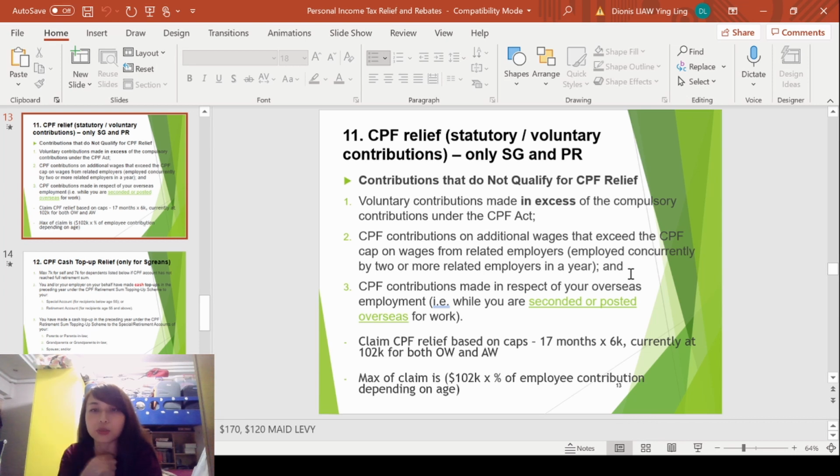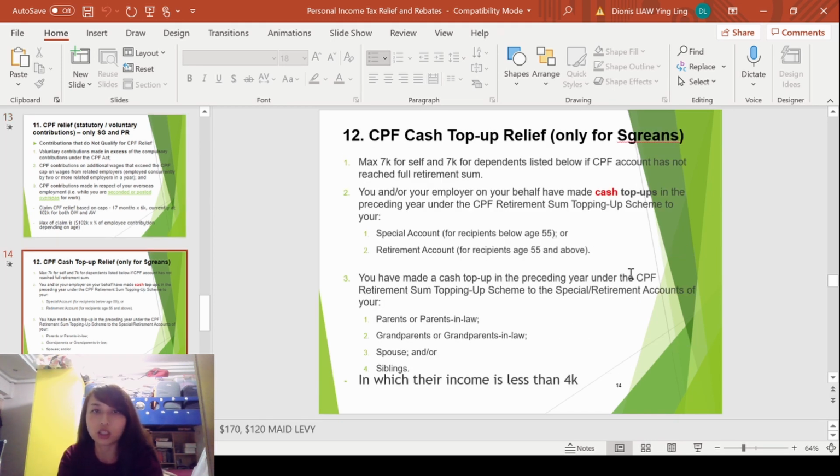20% is my percent. You go and check your percent, and then that's the max amount of CPF relief you can claim. Okay, so after you exceed this amount of claim, you cannot claim the CPF relief anymore. You can continue to top up your CPF, it doesn't matter, but you just cannot claim any tax relief. Okay, then we move on to the CPF cash top-up relief, only for Singaporeans.